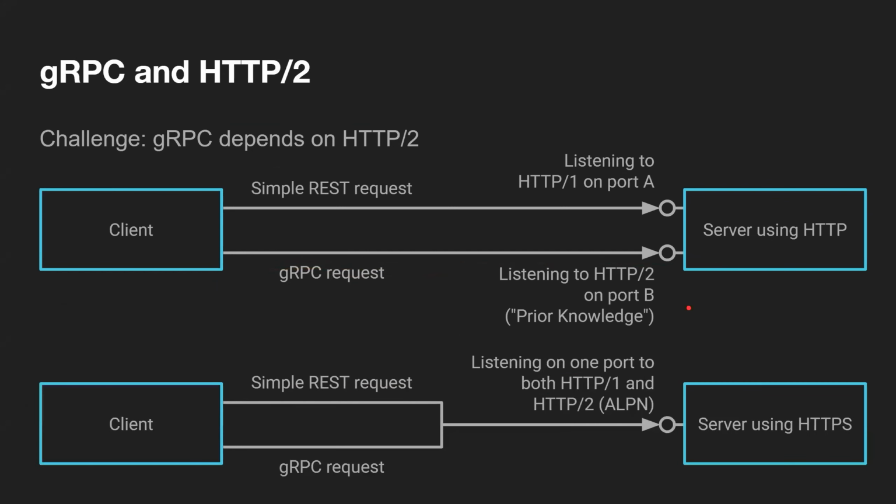And then the second setup is if the server is using HTTPS. In that case, you don't need two separate ports. The setup is simpler. You can support both HTTP1 and HTTP2 on the same port because during the handshake, the client and the server are going to negotiate.